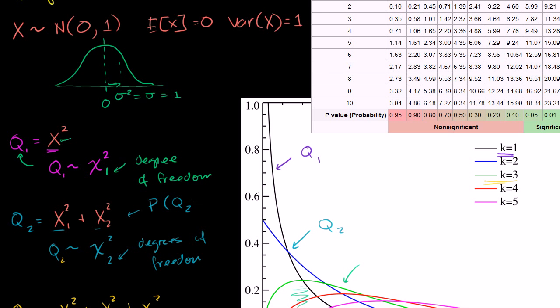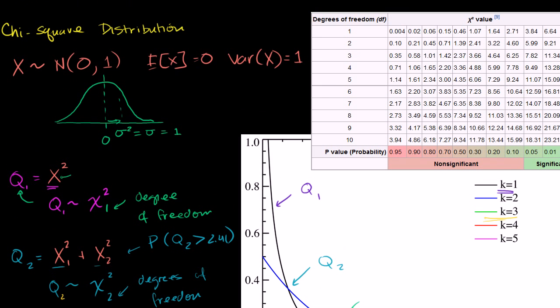So I want the probability of Q2 being greater than 2.41. What I want to do is look at a chi-square table like this. Q2 is a version of chi-squared with 2 degrees of freedom. So I look at this row right here under 2 degrees of freedom. And I want the probability of getting a value above 2.41. And I picked 2.41 because it's actually in this table. The reason why we have these weird numbers like this instead of whole numbers or easy to read fractions is that it's driven by the p-value. It's driven by the probability of getting something larger than that value.